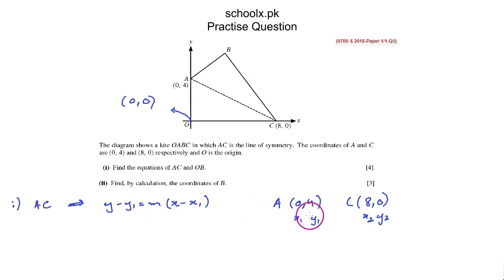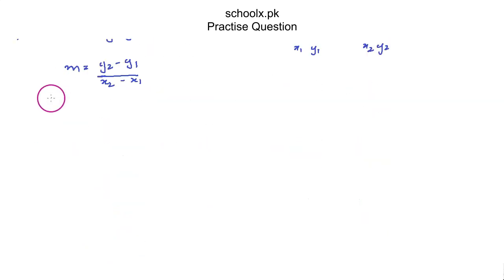So y minus y1 equals m into x minus x1. We have x1, y1, but we don't have m. m is the gradient of the line. m is y2 minus y1 over x2 minus x1. So m is 0 minus 4 over 8 minus 0. We get m equals negative 1 by 2.